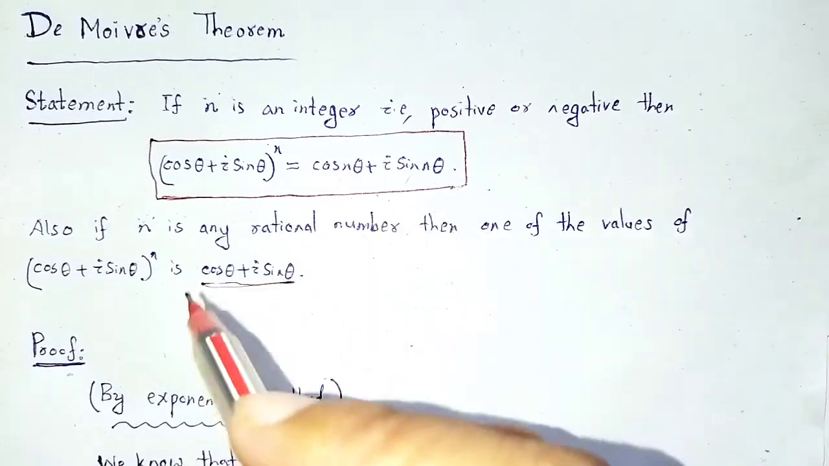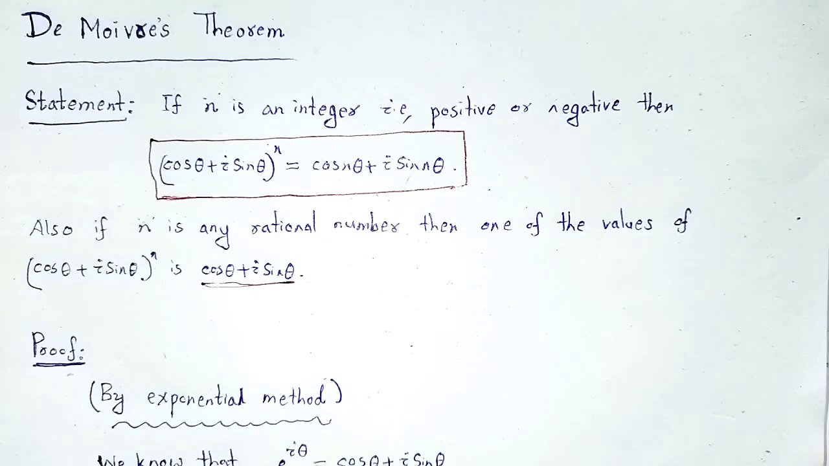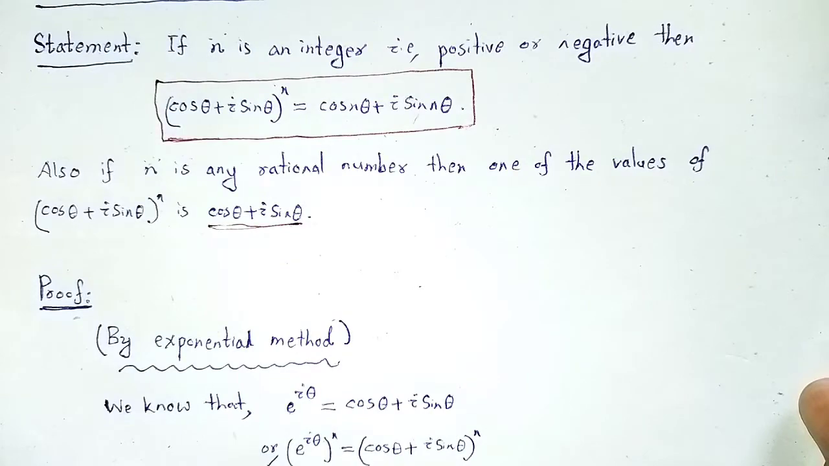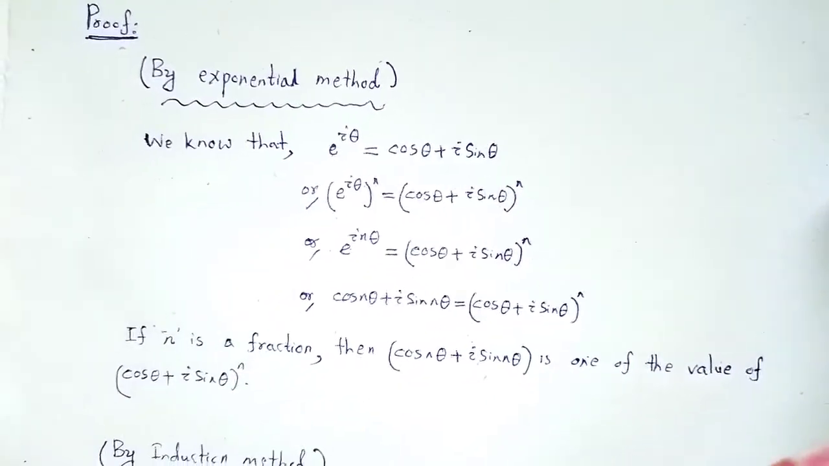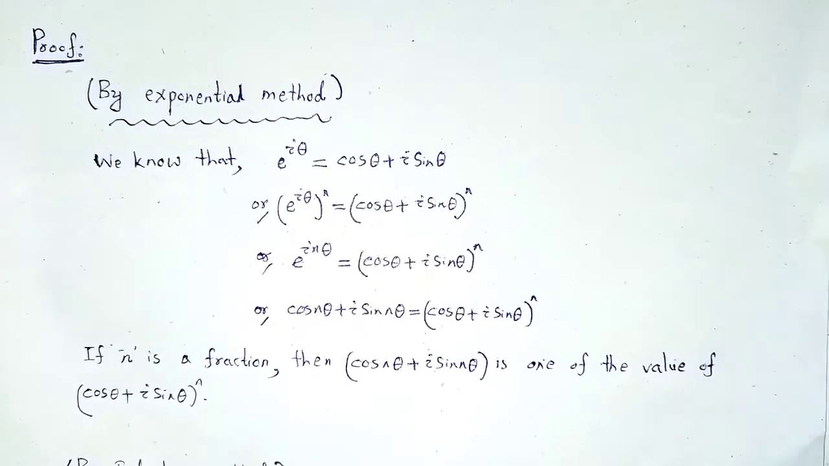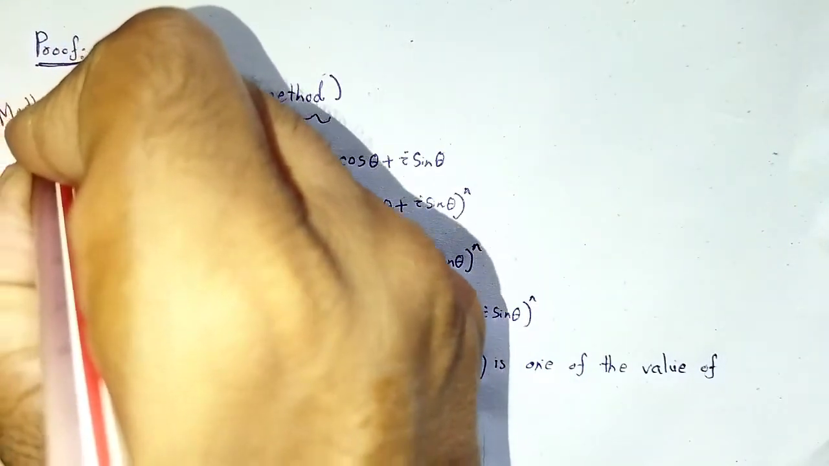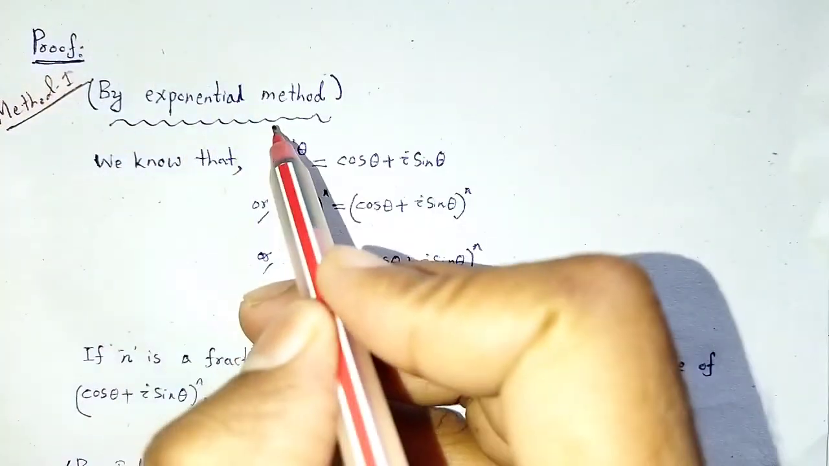We have to prove de Moivre's theorem. De Moivre's theorem can be proved in two different ways. One is by the exponential method and another one is by the induction method. Two methods basically we use to prove de Moivre's theorem. First, method 1, by the exponential method.